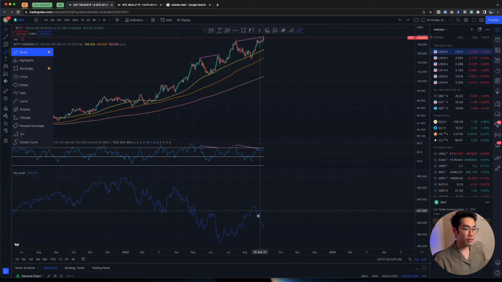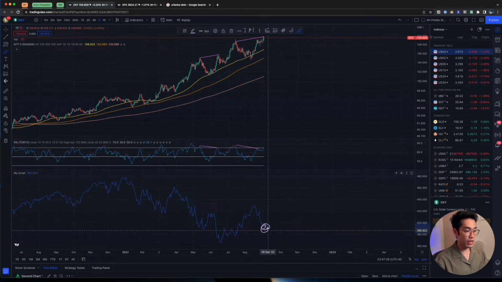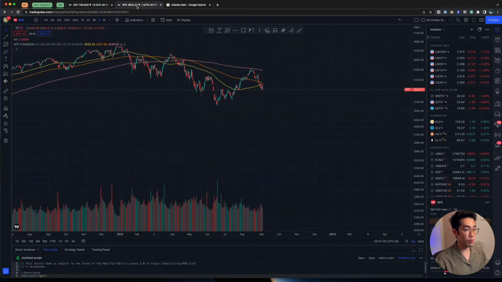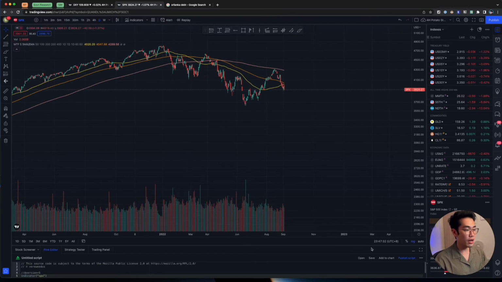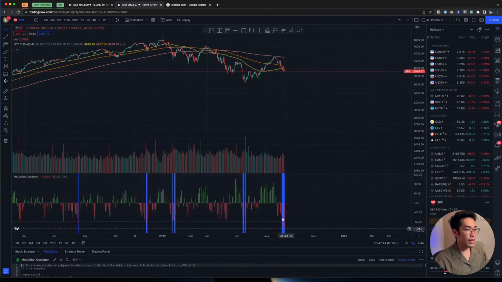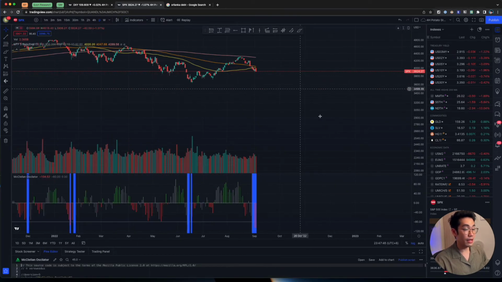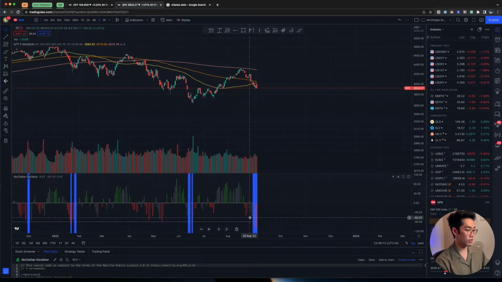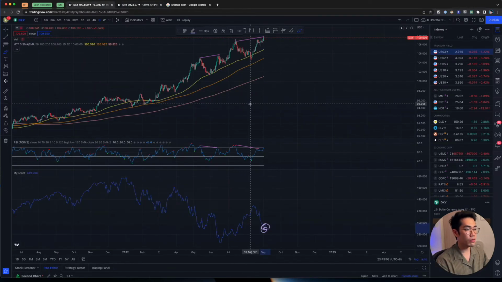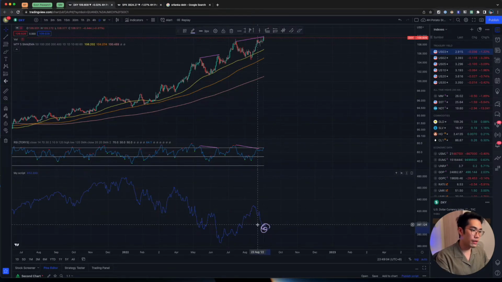So with that, this is telling me that there is a potential for me to go long at this point. So let's open up the SPX chart and let's turn on the McClellan oscillator, and we can see the McClellan oscillator is still shining bright at this region. It has been 4 days since the McClellan oscillator has been below 80, which again is telling me that there is a good chance.